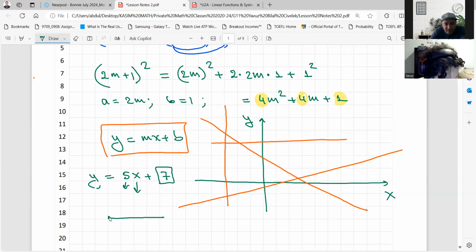The traveling distance, if it changes 1 unit, then the amount of money you're going to pay is changing 5 units, $5.